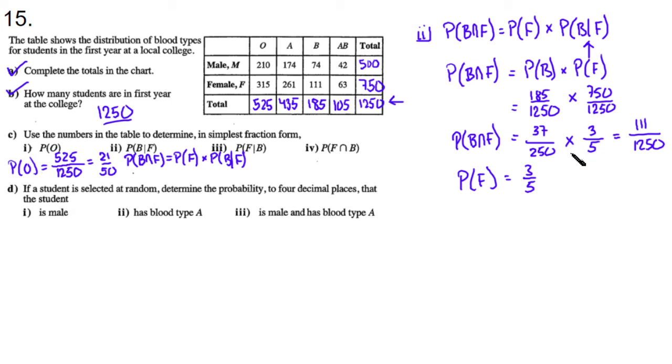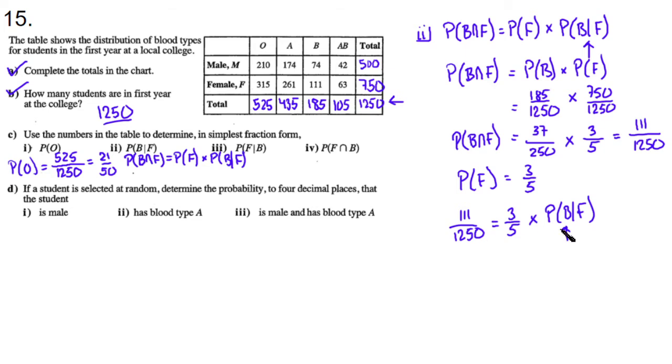So now we can plug it in. So we can plug it into this formula right here. So on the left-hand side, we're going to have the probability of blood type B and female. So it's 111 over 1,250. That's your left-hand side. Okay, equals the probability of female, 3 over 5, times the probability of blood type B given female. Okay, so now we can solve this for this probability.